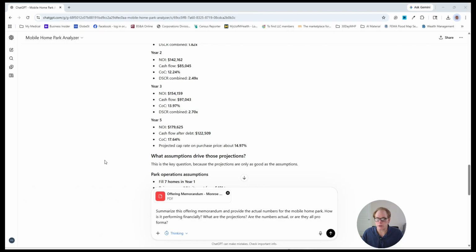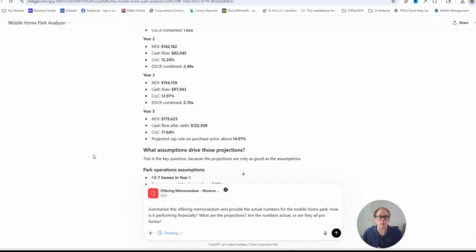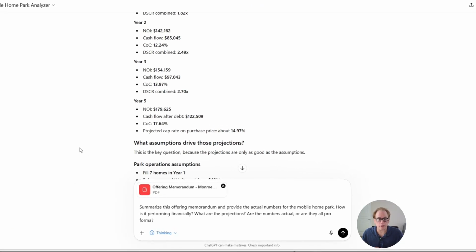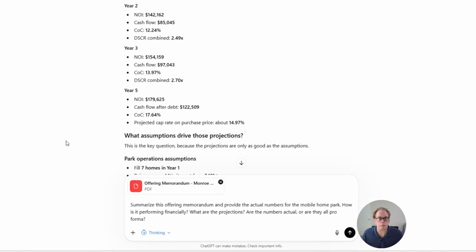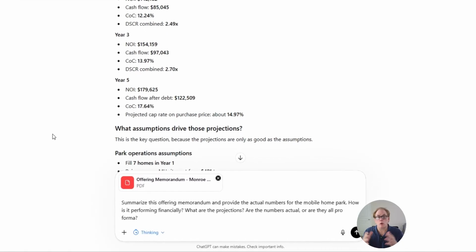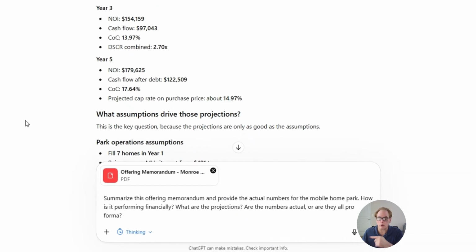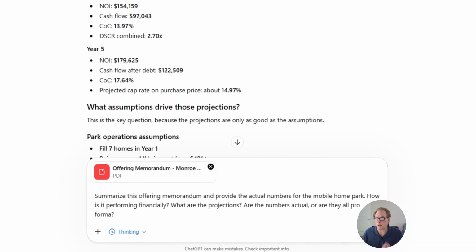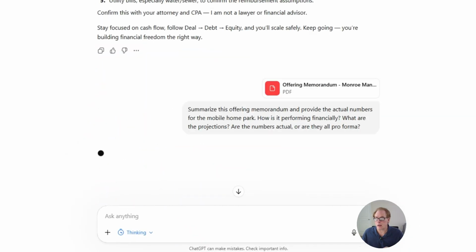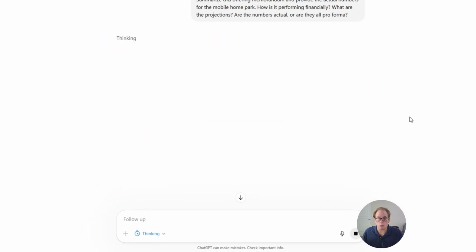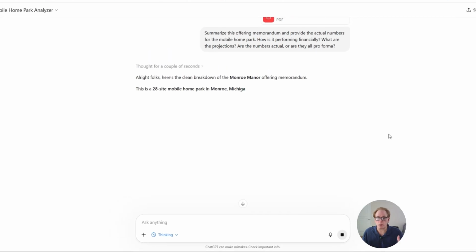What I've already done here is put in an offering memorandum from a property we're looking at. And I also put in a specific prompt. In the course, we give you hundreds of prompts to use and get you started with this. So what I do is I go ahead and put it in there, put the prompt in there, and hit go. This is normal thinking mode. I didn't put in extended.